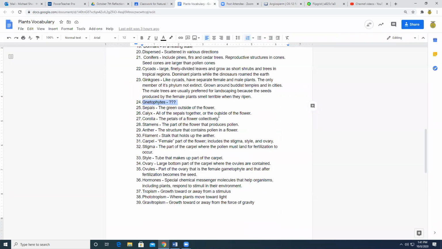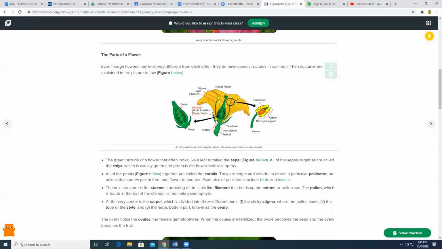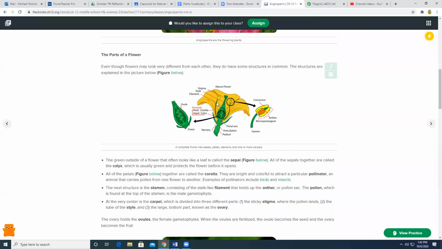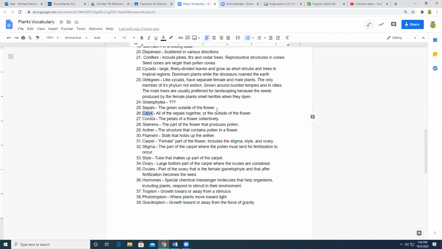So as we go through this, your sepals are the part around this part down here below the flower, but outside of the actual flower itself. The calyx, I believe is how that's pronounced, is all of these sepals together. So this is the calyx. One of these would be a sepal, all of them together are the calyx.